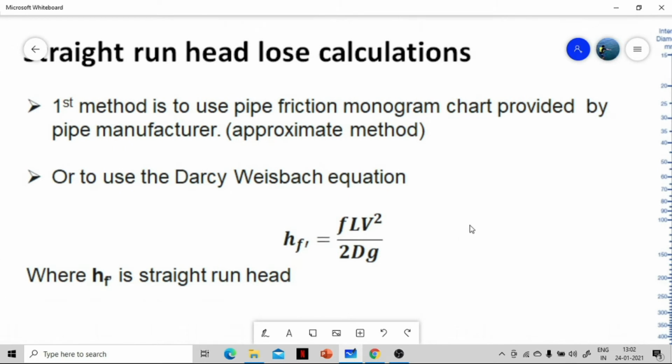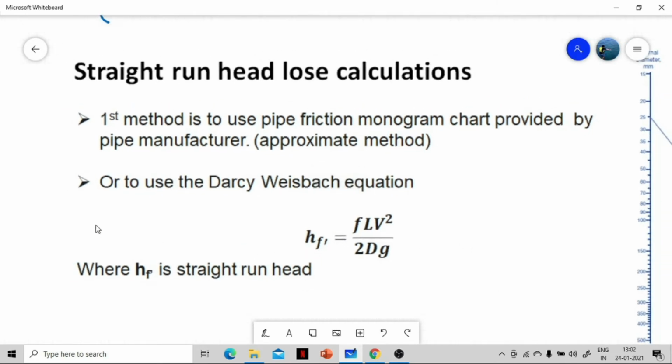The second way to do this calculation is to simply use the Darcy-Weisbach equation. This equation states that the straight run head loss is equal to the friction coefficient, length of your pipe, velocity squared of your fluid, divided by the diameter of your pipe and gravitational acceleration. Using this equation you will get the straight run head loss for your system.